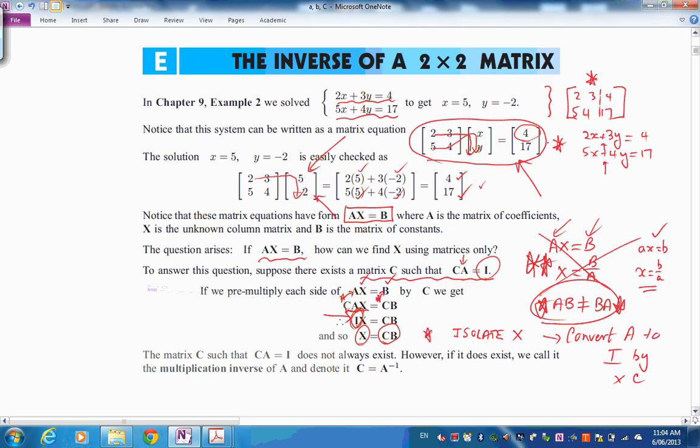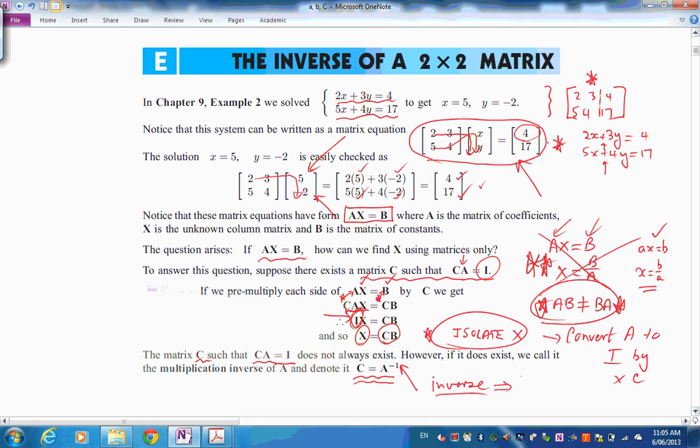Okay, so here, the matrix C, you've got to be able to find one so that when you multiply A by it, it converts it to I, and you have isolated your unknown. If it doesn't exist, we can't do it that way. But if it does exist, then we call it C equals A negative 1. That doesn't actually mean a power as such. It's a symbol meaning the inverse.